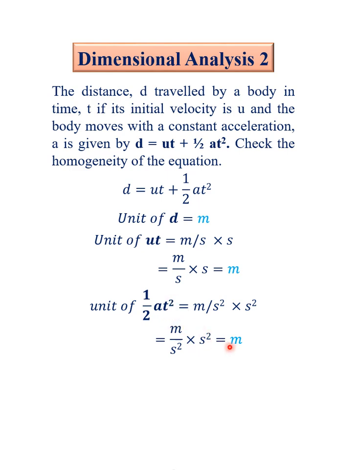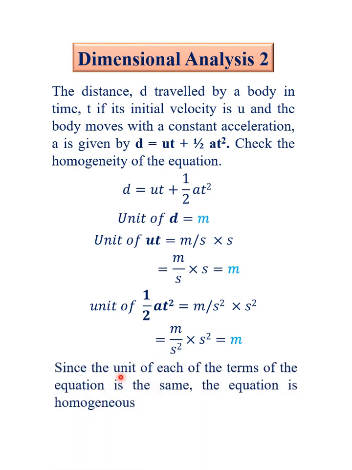Now looking at each of the terms, the unit of d is m, the unit of ut is m, and the unit of at squared is m. Since all of the units are the same, we can conclude that the equation is homogeneous. So we can say, since the unit of each term of the equation is the same, the equation is homogeneous.